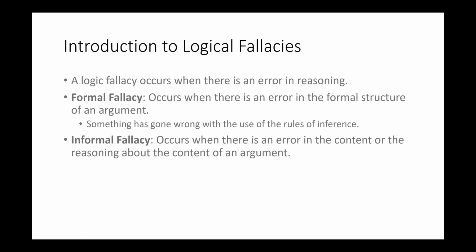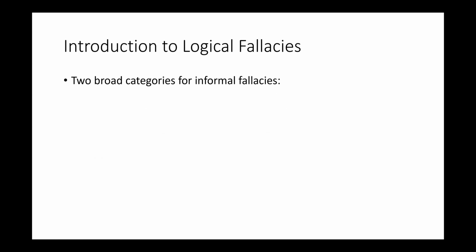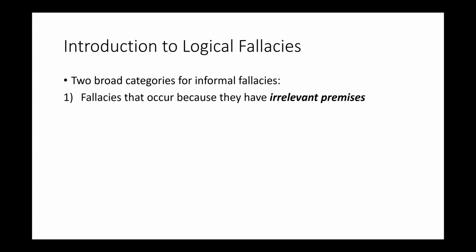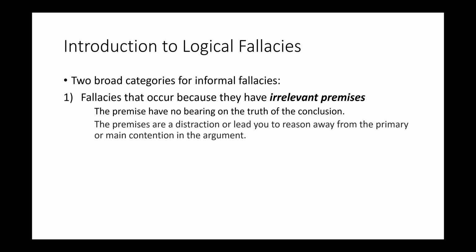Now, you'll notice if you've done the reading for this week, Vaughn makes a distinction between two broad categories with regard to informal fallacies. On the one hand, these could be fallacies that occur because they have irrelevant premises. These are premises that have no bearing on the truth of the conclusion. They're sort of like distractions. They lead you astray. They guide your reasoning away from what the main contention of the argument actually is, right? So that's exactly what it sounds like. These are fallacies that introduce irrelevant information as premises.